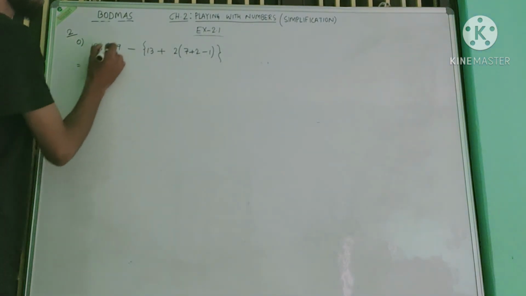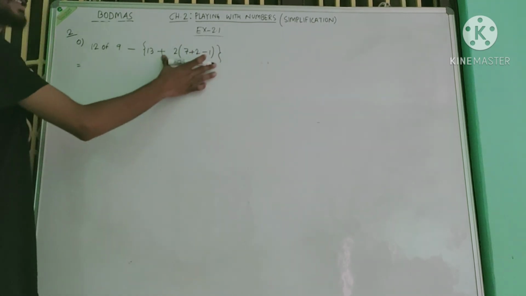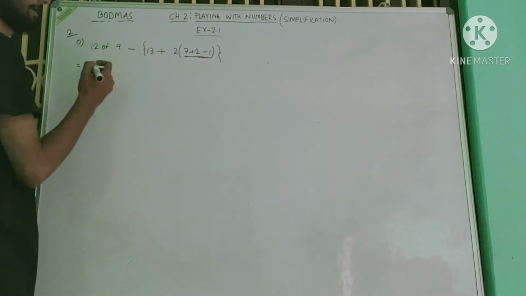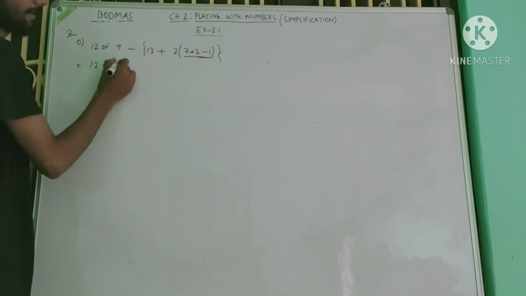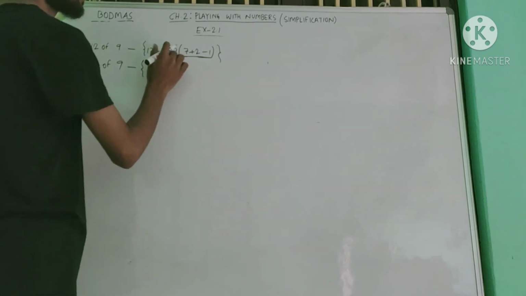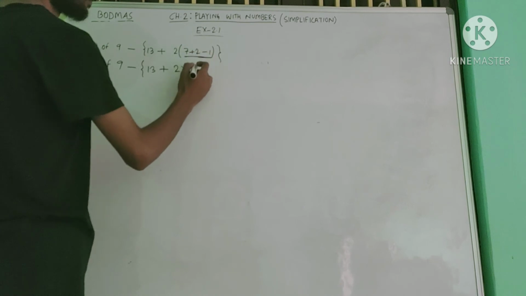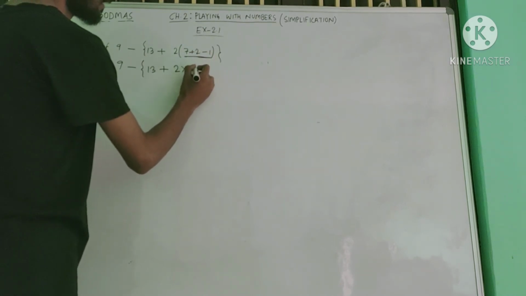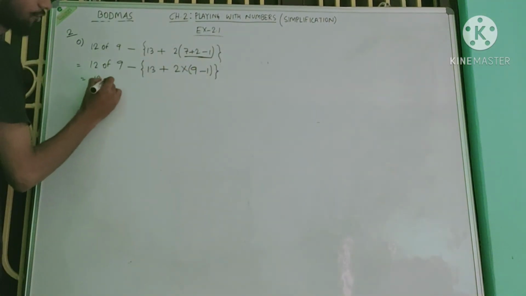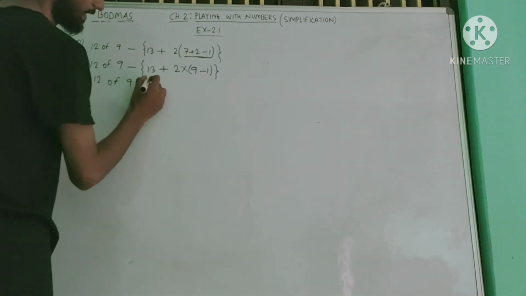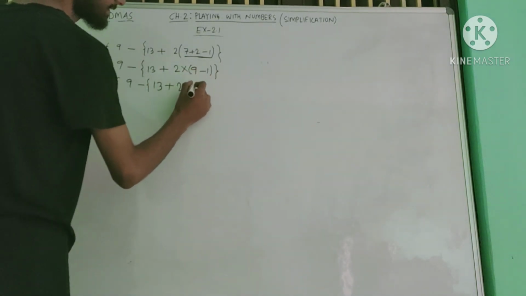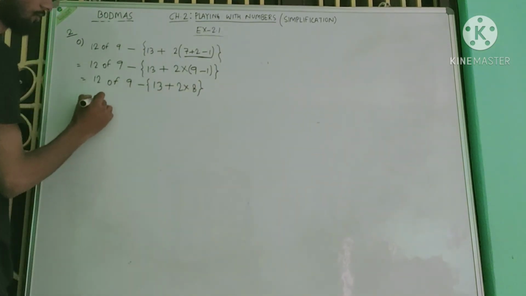Now look at question number O. Here the second bracket is there, and also the first bracket is there. So first we have to do the first bracket only. So 12 of 9 is there, minus 13 plus 2. Nothing is there that is multiplying. Then 7 plus 2 is 9. Then minus 1, second bracket closed. And after that 12 of 9 minus 13 plus 2 into 9 minus 1 is 8.